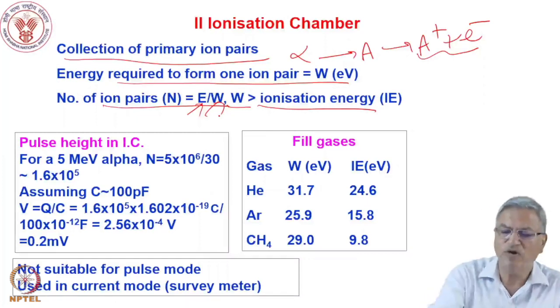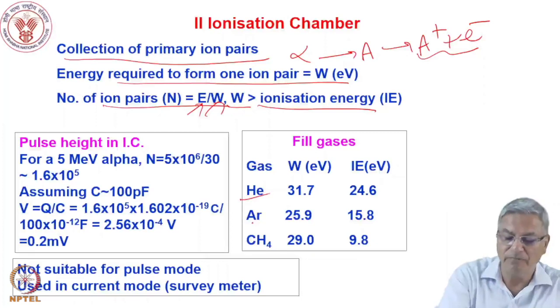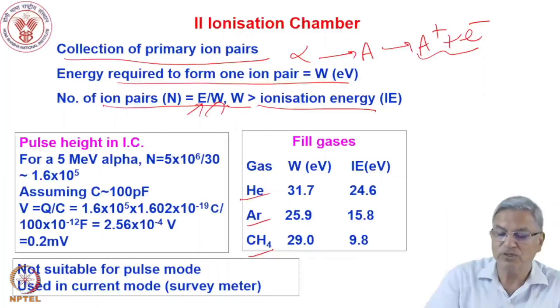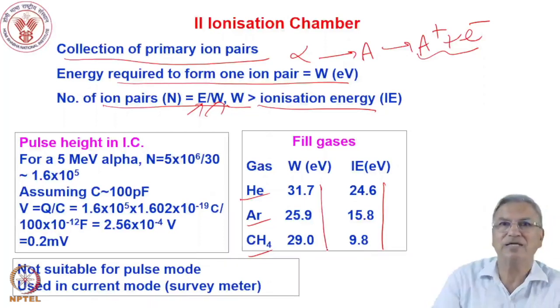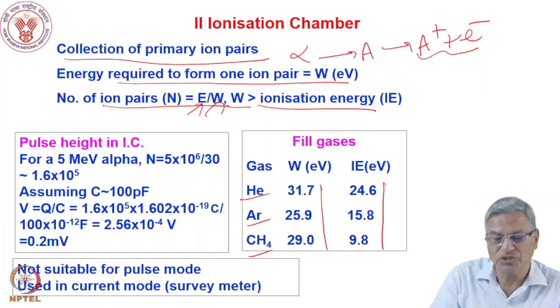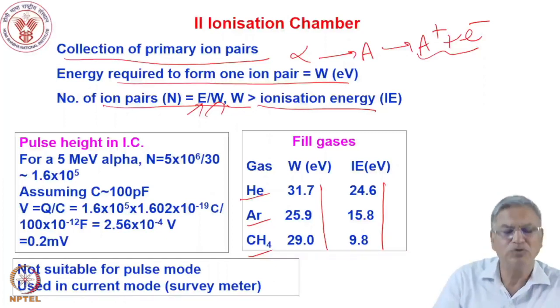The typical W values are given for different fill gases like helium, argon, methane. You can see here, the ionization energies are in the range of tens of electron volt, and the W values are higher than the ionization energy because some of the interactions may not lead to ionization, they may lead to excitation. Just let us have an idea about what is the type of pulse height that we get in an ionization chamber.